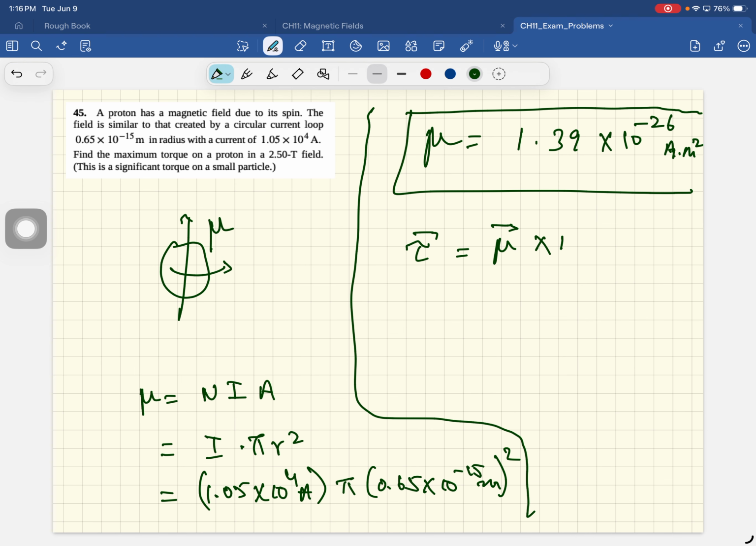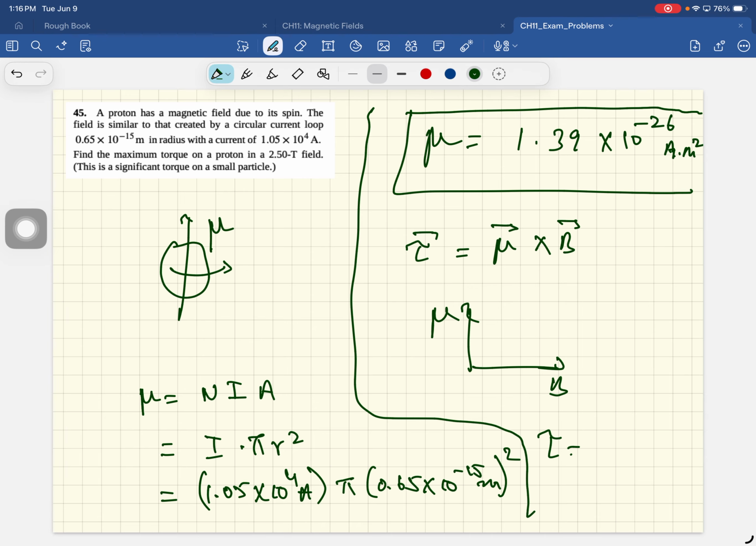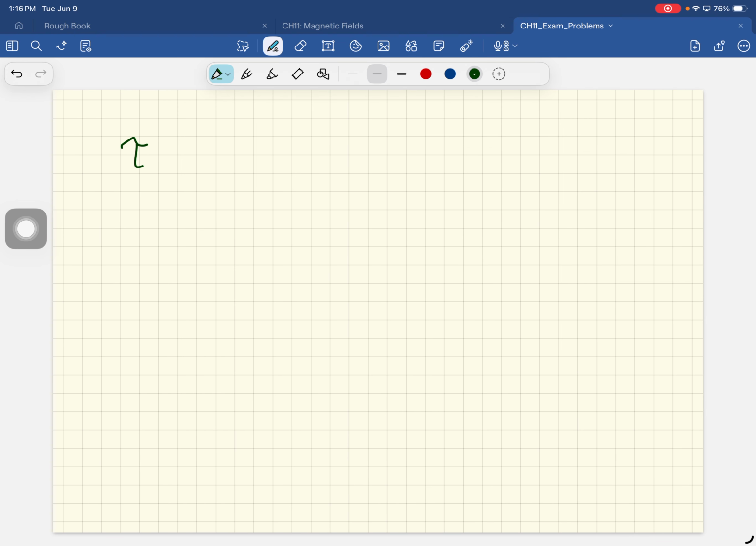Determine the rotational period of the circulating protons and the maximum radius of the proton's orbit. Okay. So here's the radius formula that we'll use, and here's the cyclotron frequency.